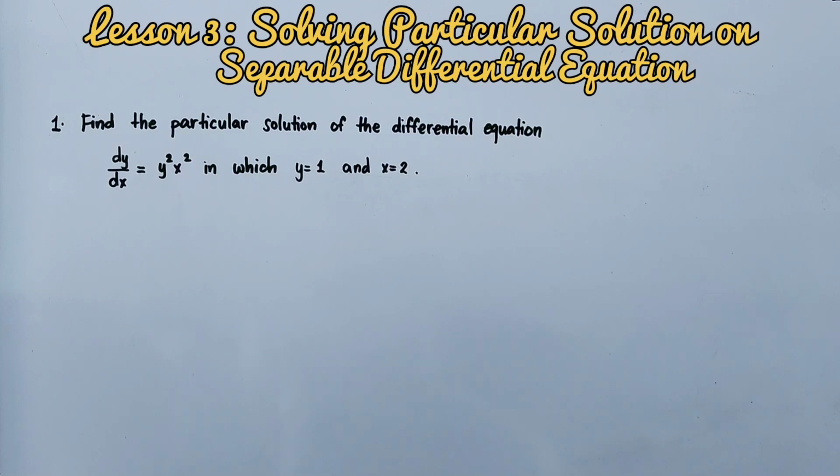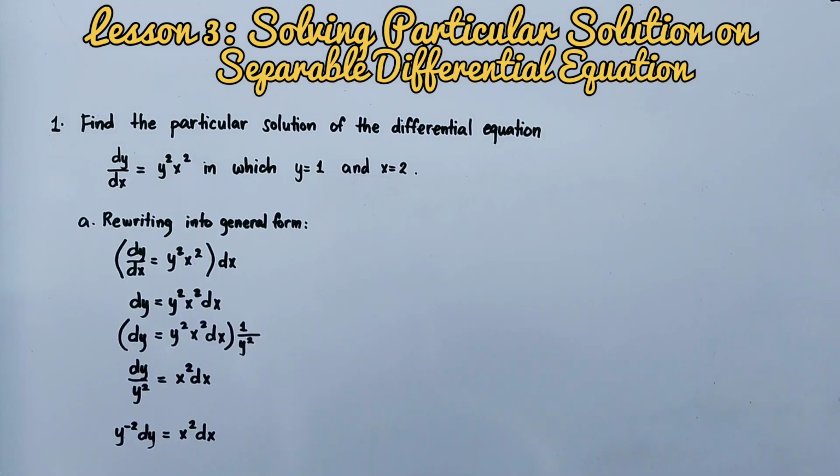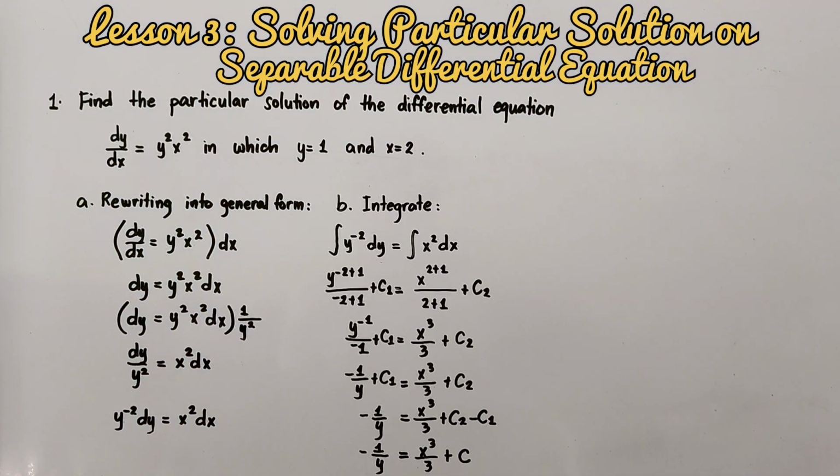Find the particular solution of the differential equation dy over dx equals y squared x squared, in which y equals 1 and x equals 2. The general form of this equation is y power negative 2 dy equals x squared dx. For the second step, we will integrate both sides to get the general solution of this equation. The general solution is negative 1 over y equals x cubed over 3 plus c.